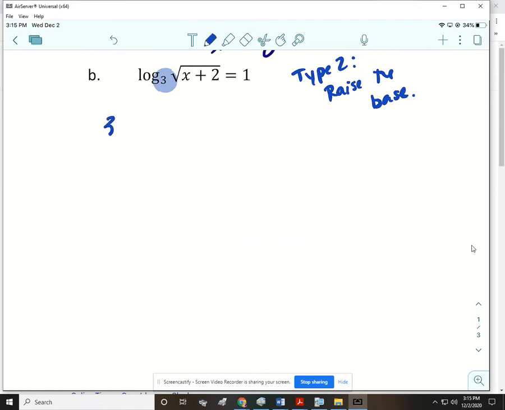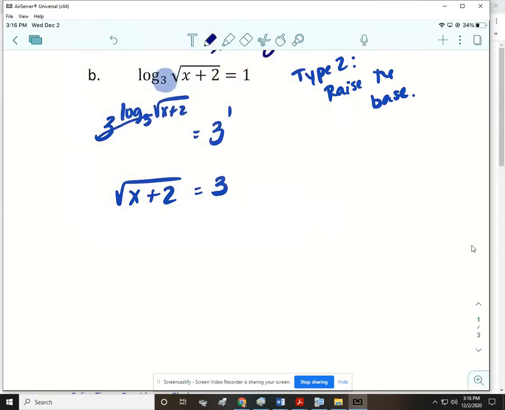So we'll have 3 to the log base 3 of the square root of x plus 2 equals 3 to the first. So I'm just taking the original problem, and those become exponents, and whatever your base is, is the big base. Okay, and then the whole purpose of that is because 3 to the log base 3 cancels out. We're left with the square root of x plus 2 equals 3 to the first, which is 3. And then we're going to solve it for x.